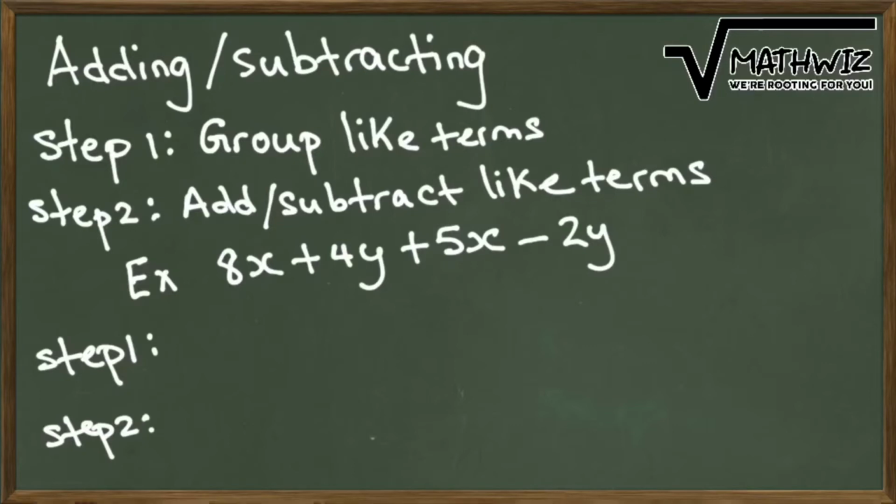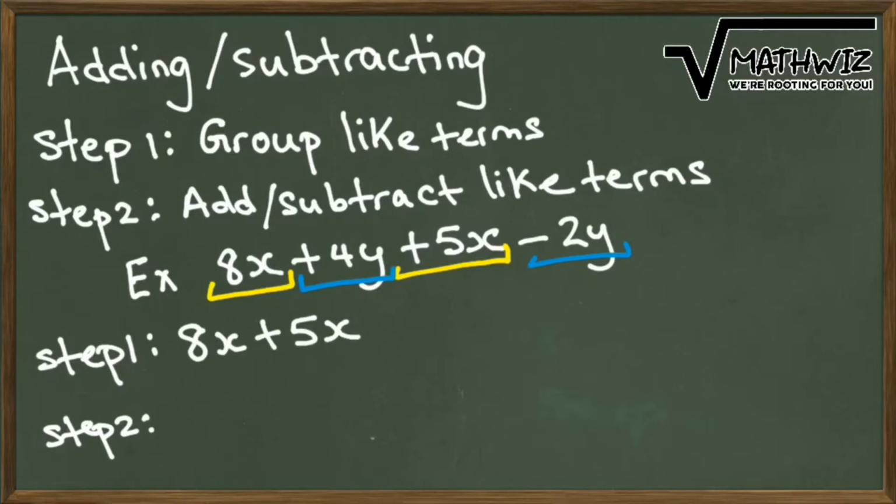All right, so step one, let's group our like terms. We have 8x and positive 5x. Those are like terms. But then we also have positive 4y and minus 2y. Putting those together, we're going to have 8x plus 5x plus 4y minus 2y.